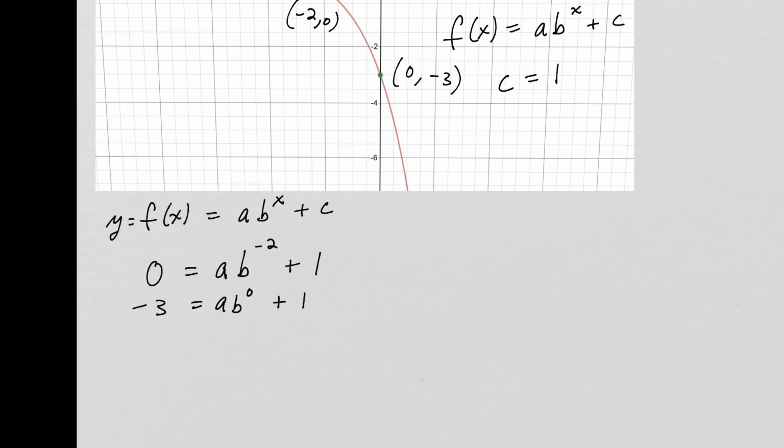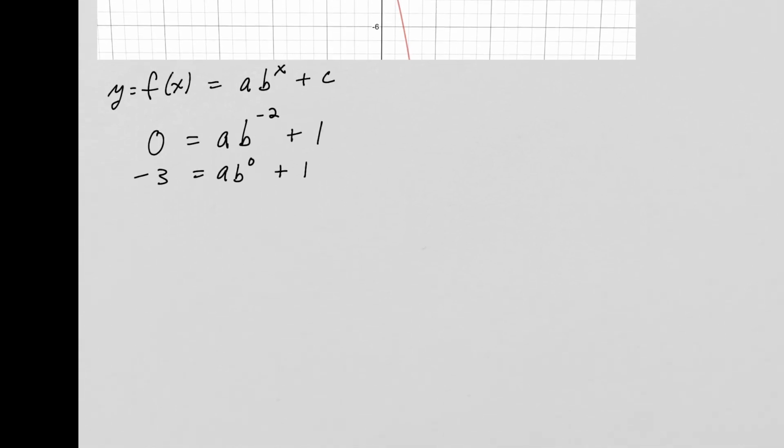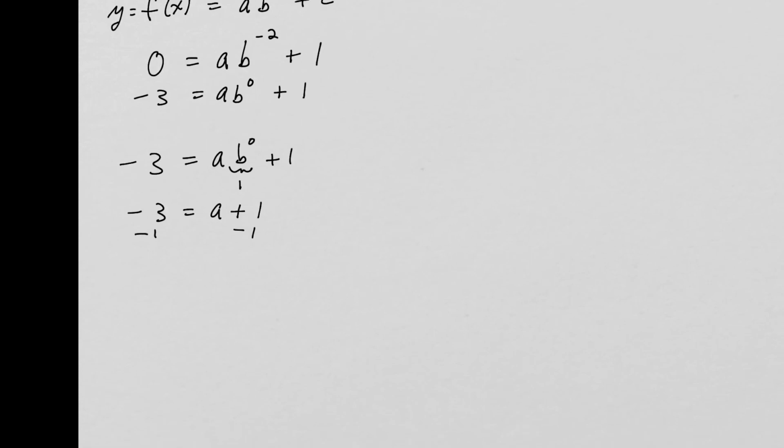Well, the second equation there will allow me to find a, right? So if you think about this, I have negative 3 is equal to a times b to the 0. What's b to the 0? Well, anything to the 0 power is 1, plus 1. So this is just negative 3 is equal to a plus 1. And then if I subtract 1 from both sides, I'm going to get a is equal to negative 4. And I thought it was negative because it looked like it was flipped vertically, right? So we have a. Great.